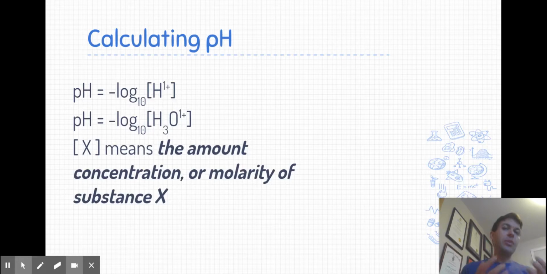Here's the calculation that we do for finding pH. pH is equal to negative log base 10 of the hydrogen ion concentration. Now, you might see this written with hydrogen ions or hydronium ions. It means the same thing. Now, these square brackets here might be something new that you haven't seen before. And a square bracket in chemistry refers to the amount concentration or the molarity of that substance. So pH is equal to the negative log base 10 of the hydrogen ion concentration in moles per liter.